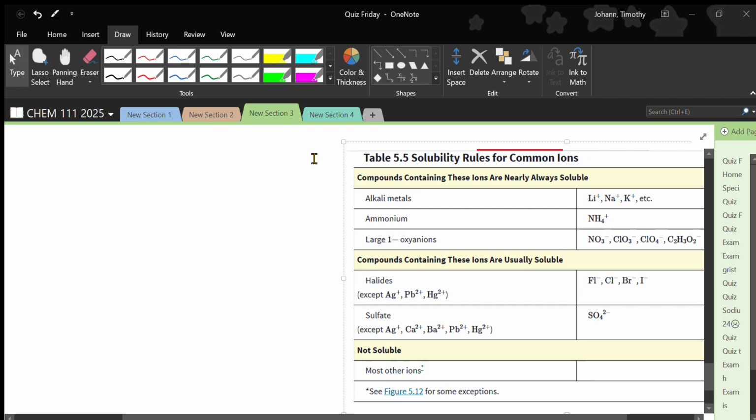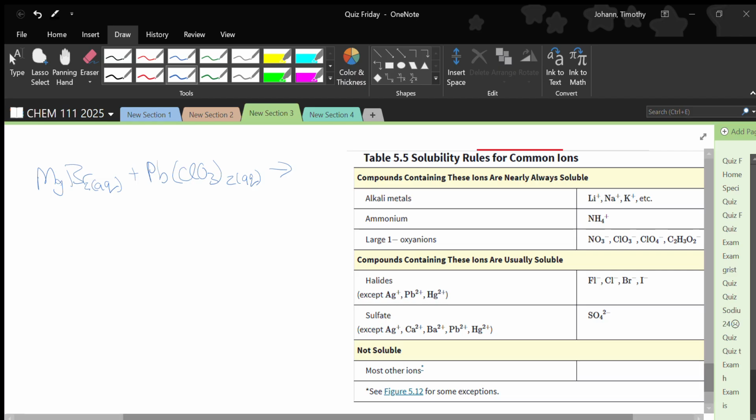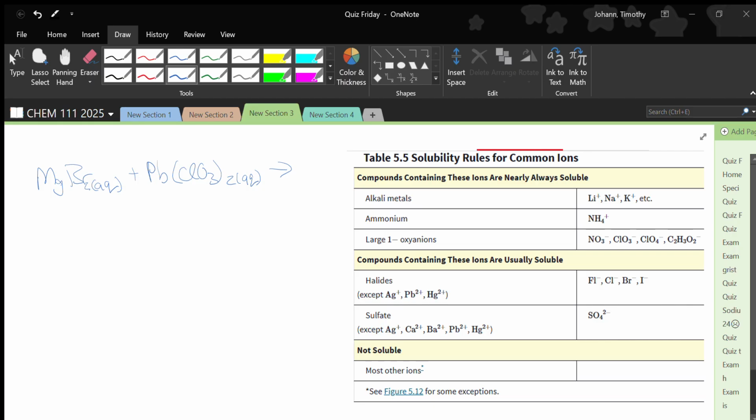Put it over there. This isn't going to leave me enough room to write these out, but let's go ahead and do magnesium bromide, which is aqueous, plus lead chlorate. I'm going to say chlorate. I may not actually have that name right because, like I said, I haven't worked with it, and they either didn't make me memorize them or I just took the hit on those points. I didn't memorize them in college.